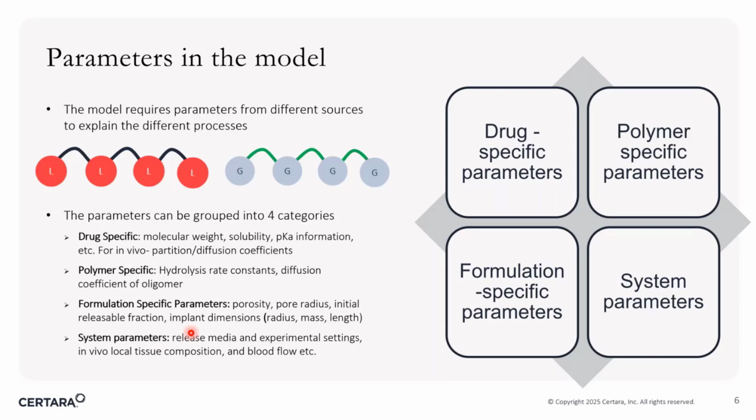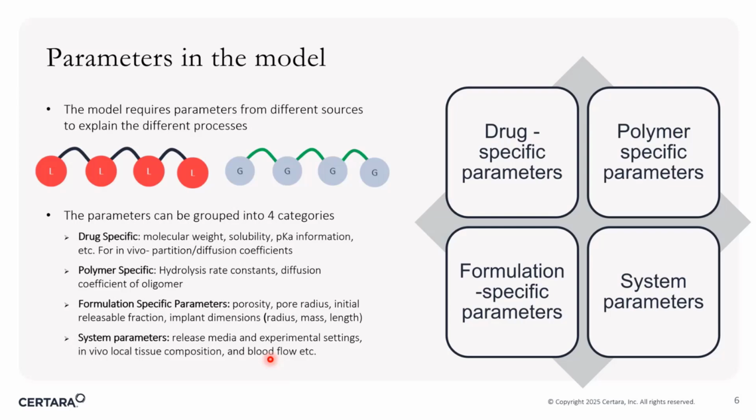For system parameters, we consider release media volume and experimental settings like pH of the media and viscosity of the media. So they would be utilized for running the simulations and model development. In case of in vivo, we consider local tissue composition and blood flow as system parameters and use those values in the model for running the simulations.